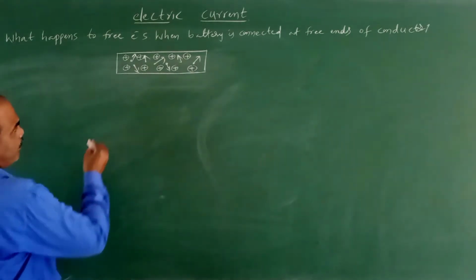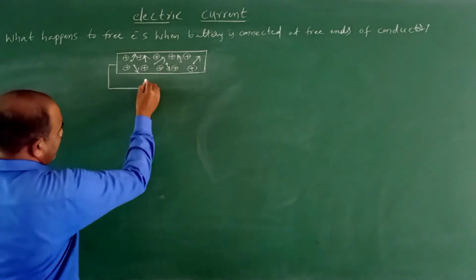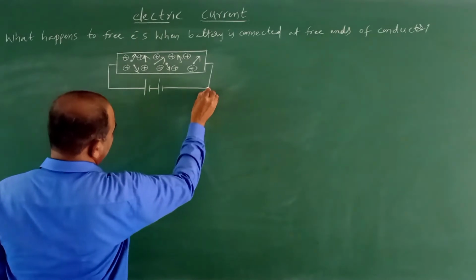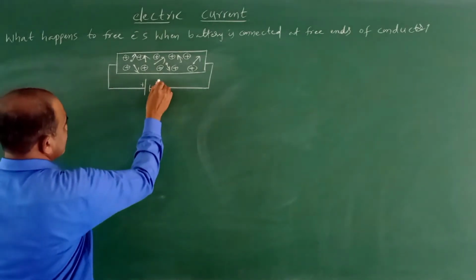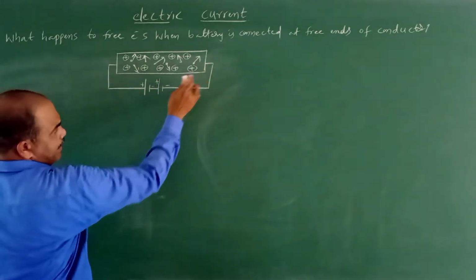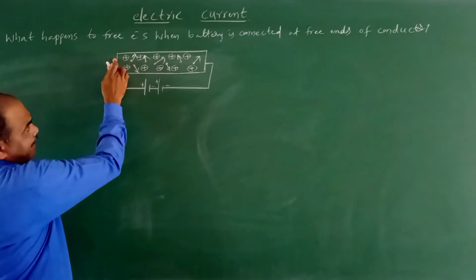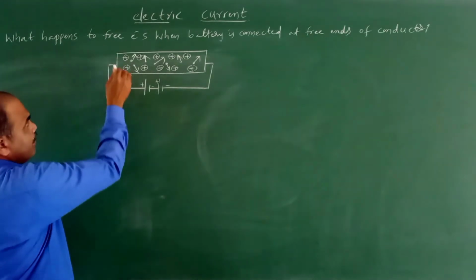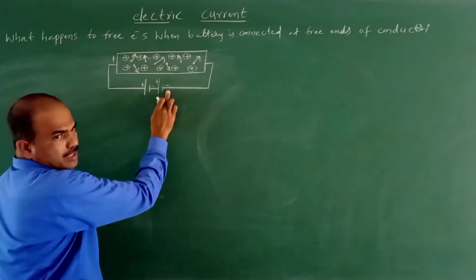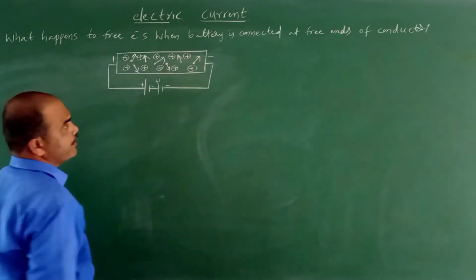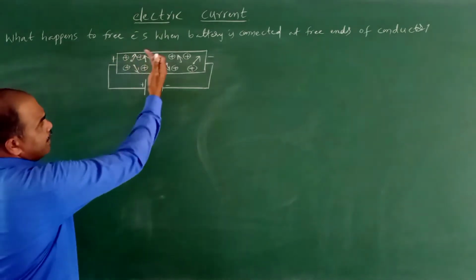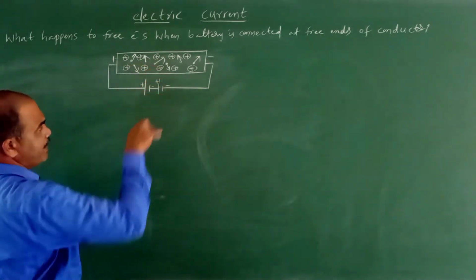But now, what am I doing? At the free ends, I am connecting a battery or a cell. Now the battery or cell is connected. Then what happened? The conductor end connected to the positive terminal becomes positive, and the end connected to the negative terminal of the battery becomes negative. Due to that, an electric field is set up inside the conductor.